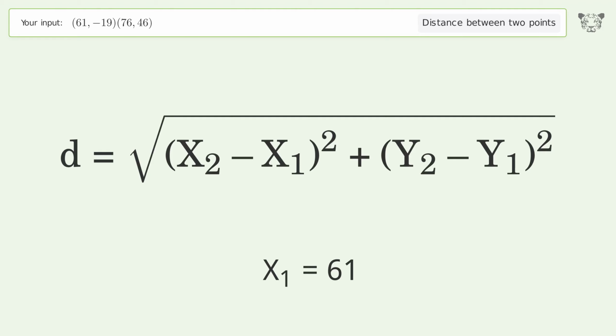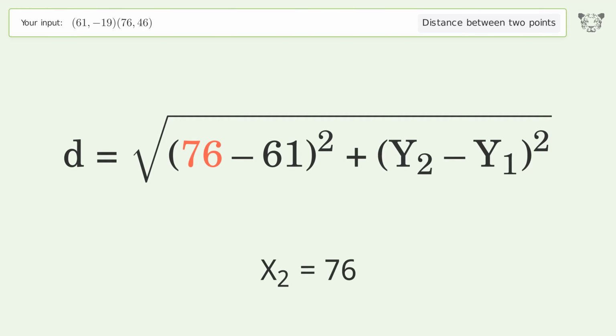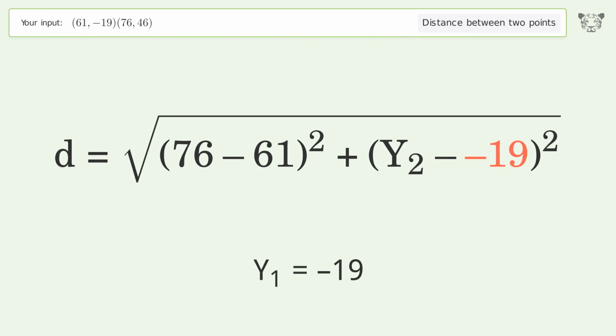x1 equals 61. x2 equals 76. y1 equals -19. y2 equals 46.